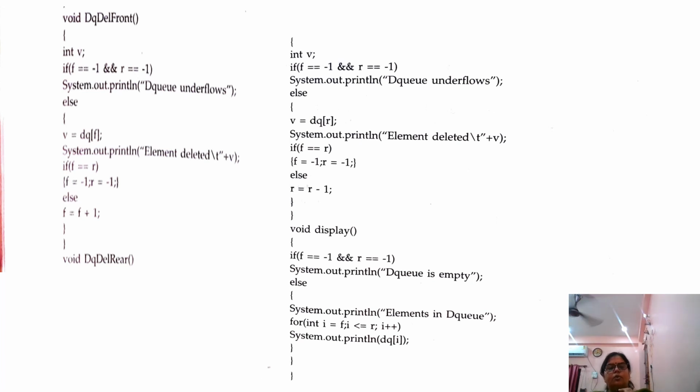So this was the program of your DQ, and there are only three types of queues: simple queue, circular queue, and DQ. You all must learn the algorithm that has been given. All these things should be in your class registers very neatly. I'll send the PDF of this PPT to you all.